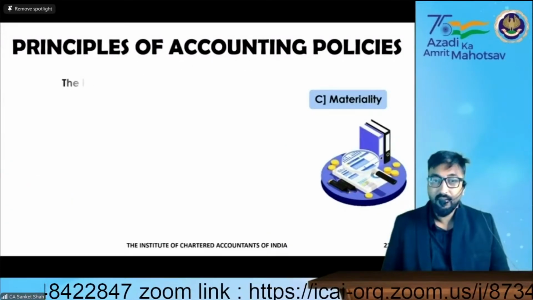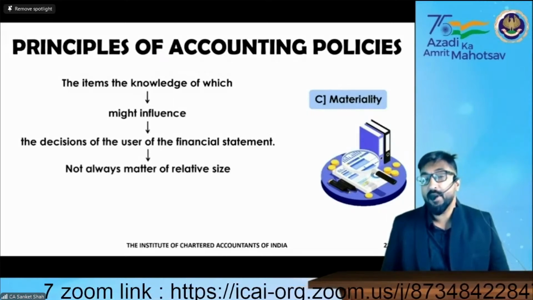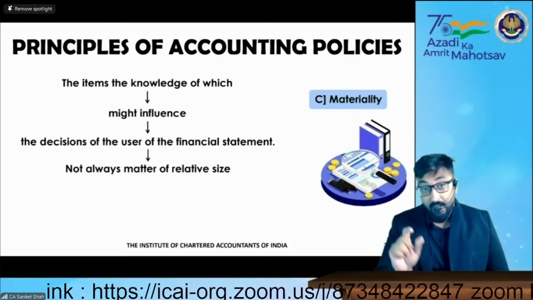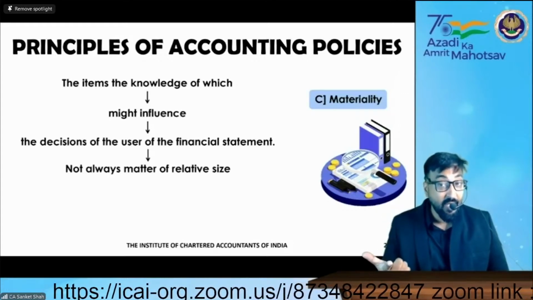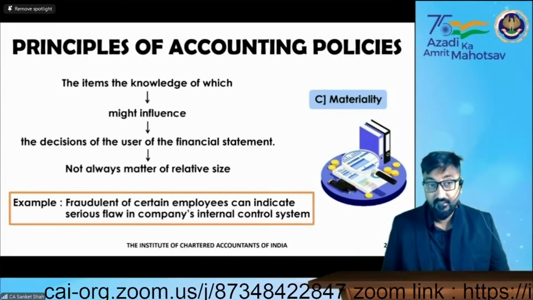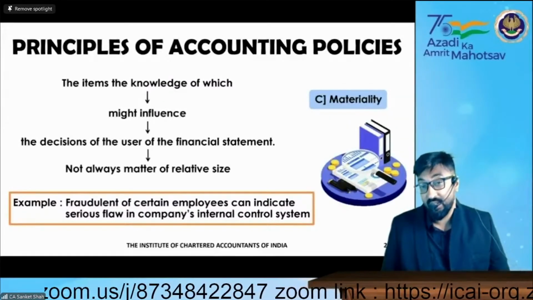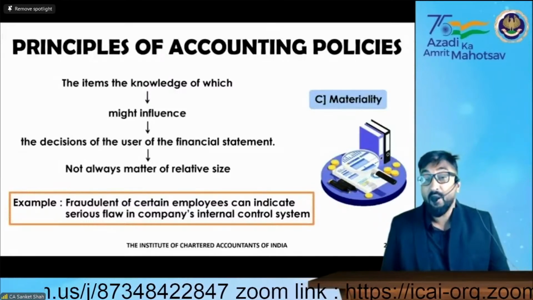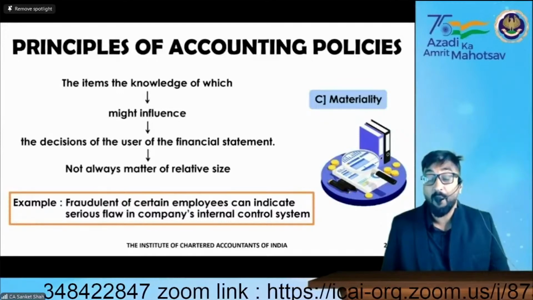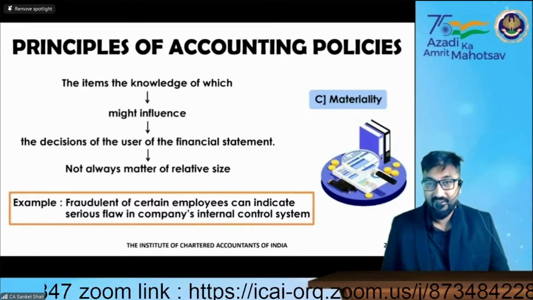Materiality. The items, knowledge of which might influence the decision of the user of the financial statement, not always a matter of relative size. Remember, if a small amount is there, but it influences the decision, like loss by theft, we have to record it separately. This is the principle of materiality. It is a serious question that there is a fraud. Though the amount is small, you should record it. So your internal control is not proper. The audit teacher will tell you about internal control. Okay?